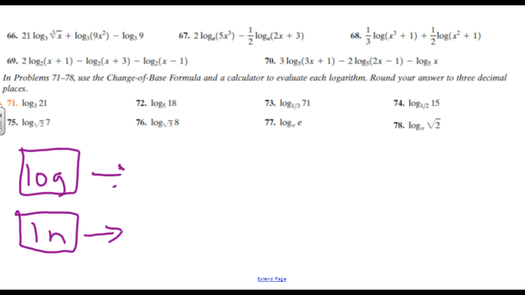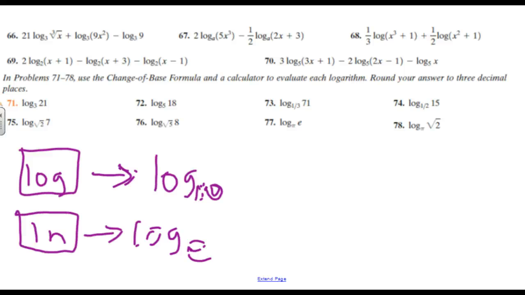A base 10 log and a base e log. Because again, that's what a log with no base means, and that's what an ln means. So what that means is, like in 71, if I want to find out what log base 3 of 21 is, that says 3 to what power equals 21. Well, that's a problem we can't do in our heads. That's a problem we're going to need our calculator for.